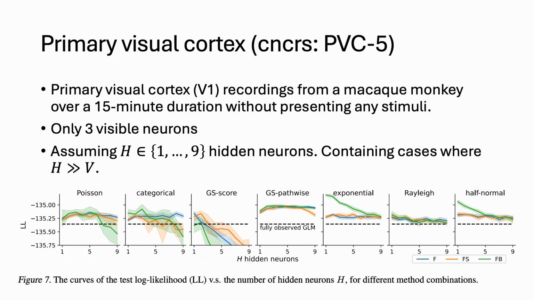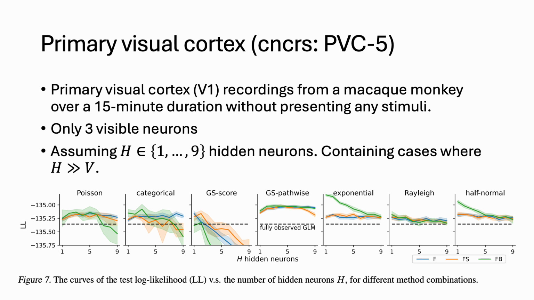Finally, we try an extreme case in which we only have 3 visible neurons from primary visual cortex. In this experiment, we will assume up to 9 hidden neurons. This contains cases where the number of hidden neurons is far greater than the number of visible neurons. The likelihood results show that no matter what method combination we choose, the optimal number of hidden neurons is no more than 3. This means assuming more hidden neurons might not guarantee an improvement of the performance, but is likely to introduce redundancy and result in a dropped performance.